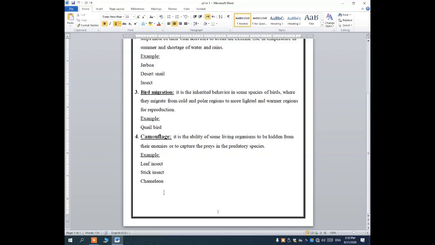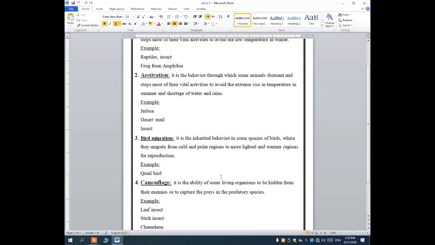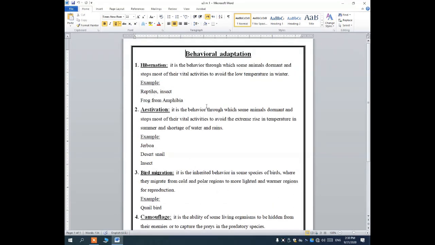And finally, we have the chameleon. The chameleon makes camouflage so it can hide from the enemies. Okay, don't forget to add this part in the last page of Unit 3, Lesson 2.